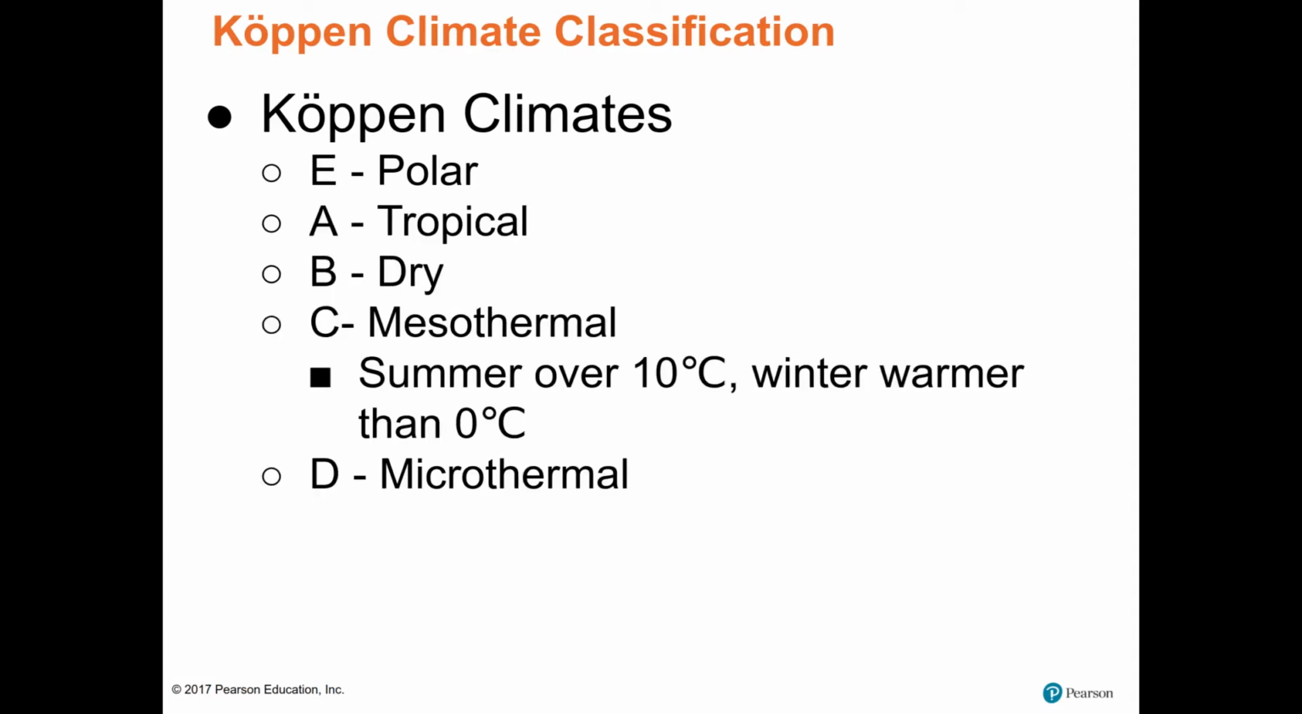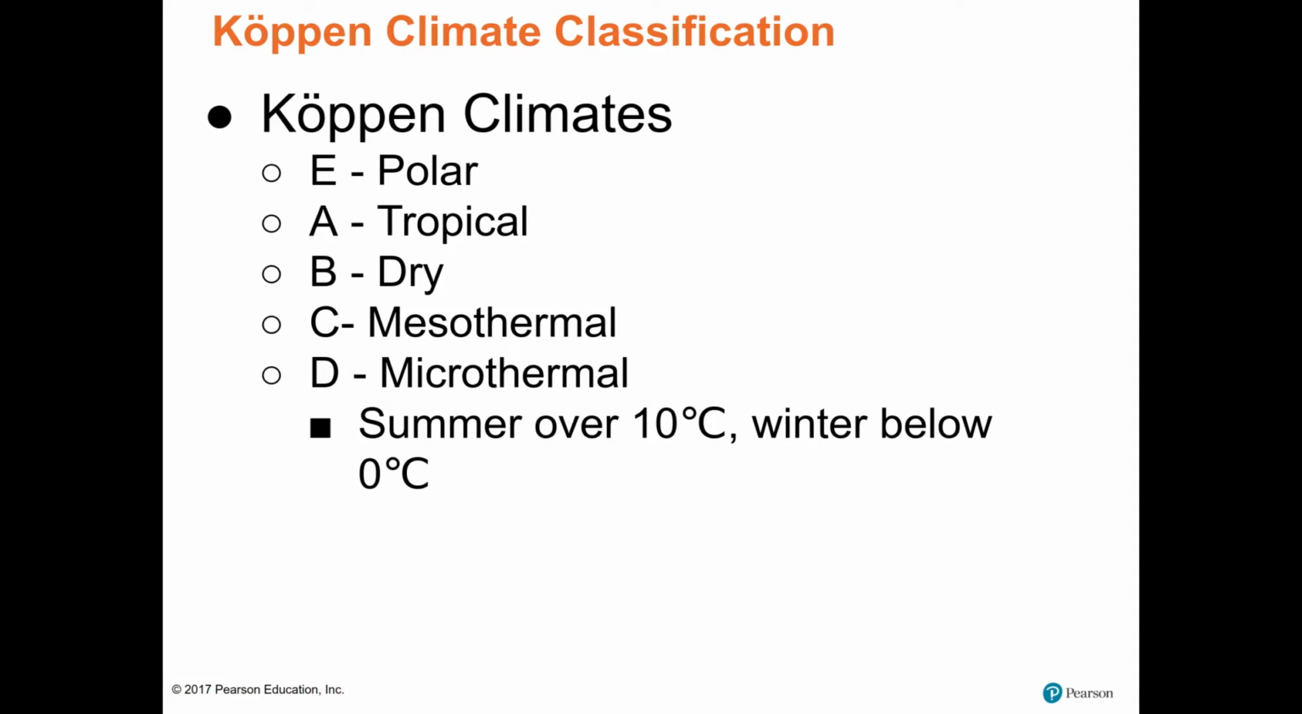Then you've got to see, is it a mesothermal climate? Is the summer over 10 Celsius, but the winter is over 0? If the months meet that temperature criteria, it's a mesothermal climate. If not, you've eliminated everything else, and it's got to be a microthermal climate. Summer's over 10 Celsius, winter below freezing. If it meets those criteria, it's a microthermal climate. Then you have to look at the second letter, the timing of the rainfall, and the third letter, more temperature information.